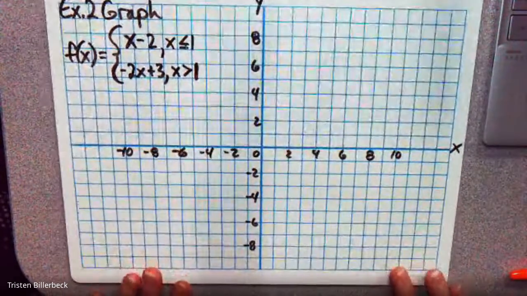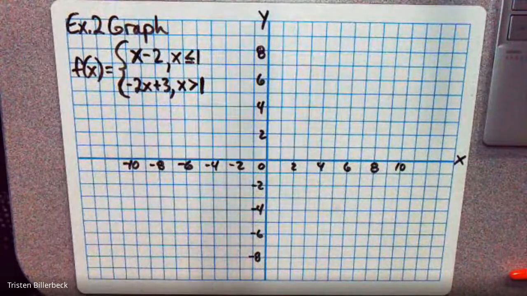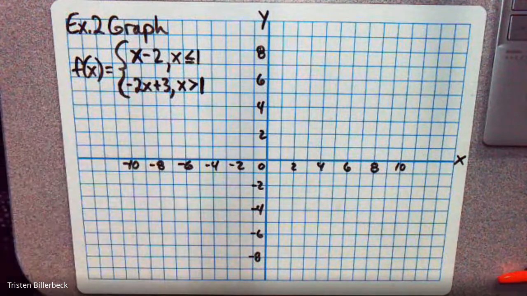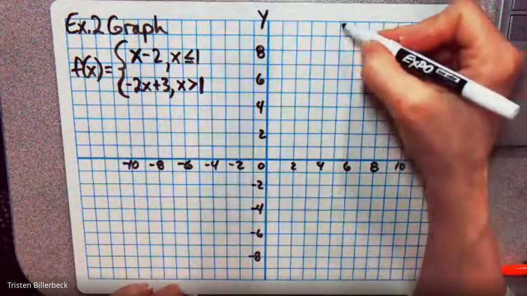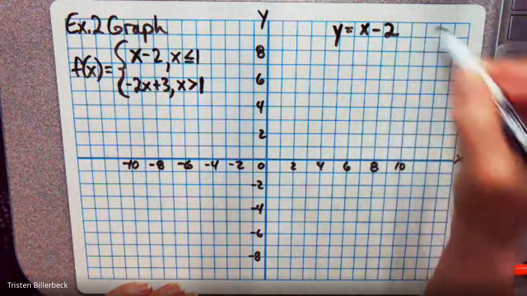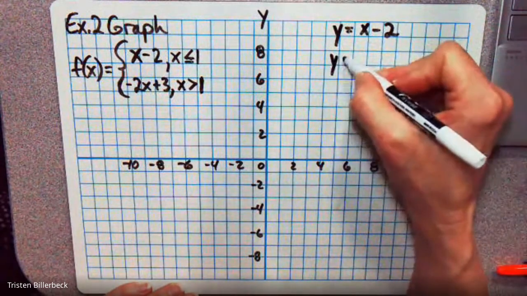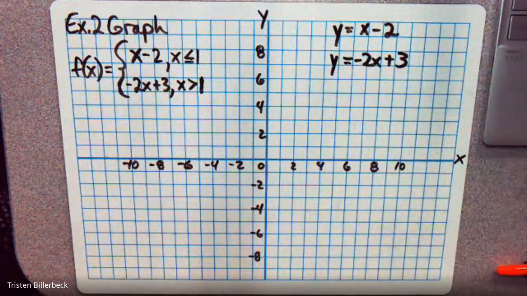So let's take a look at this. First, let's graph it, and then we're going to try to figure out what exactly is happening. So this one, we have two different functions. So when we set up our tables, we're going to have to be looking at these functions, y equals x minus 2 for a graph, and y equals -2x plus 3 for a graph. Okay, so when we graph something, we're going to start with the y-intercept.